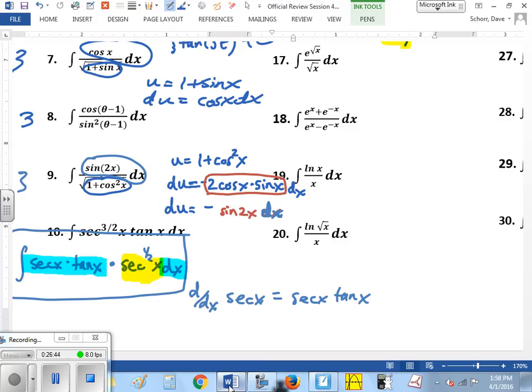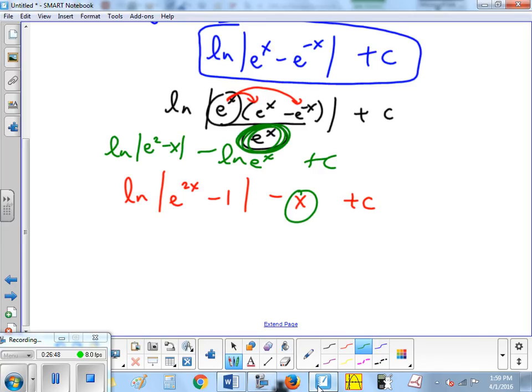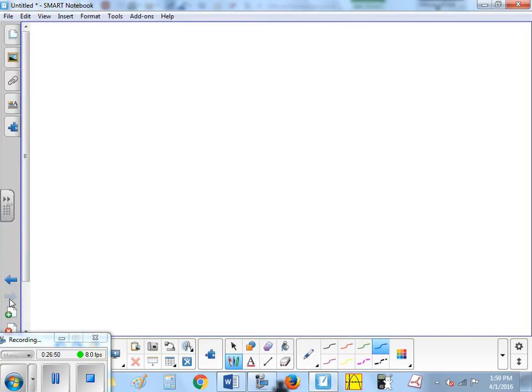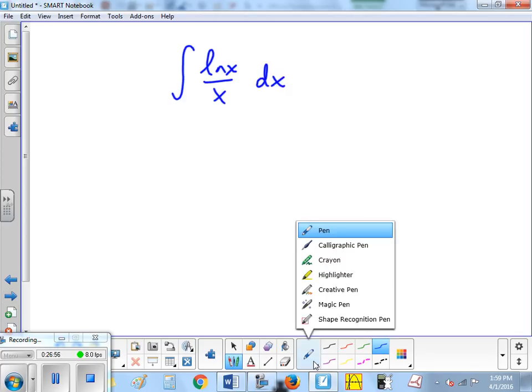Let's go to the next one, ln x over x. We probably don't need to do this one. You guys have done many of these nested log ones, but we'll take a look at it. Pick a u. If it doesn't work, pick a different u.